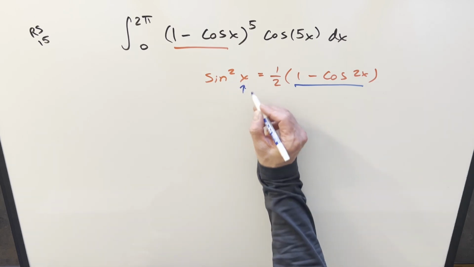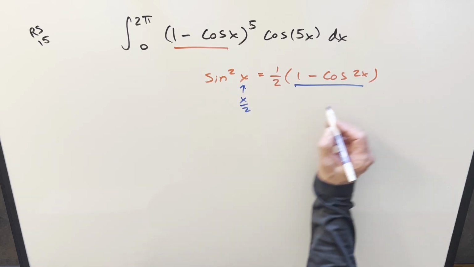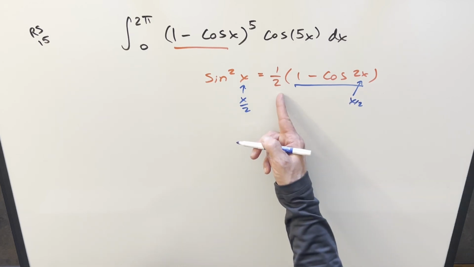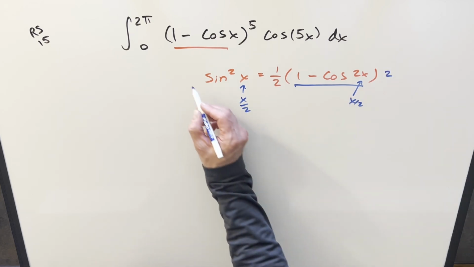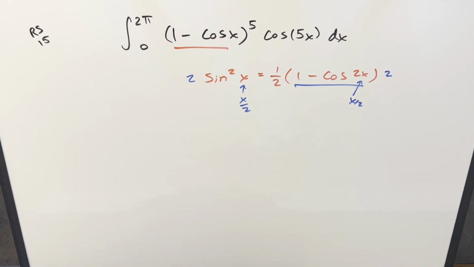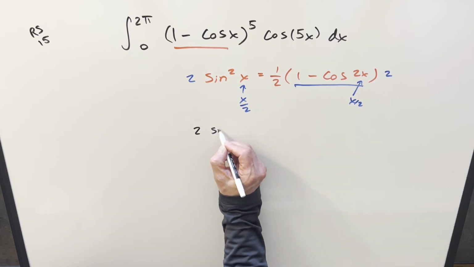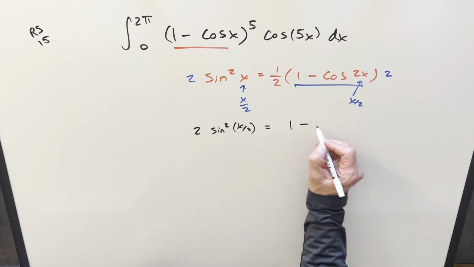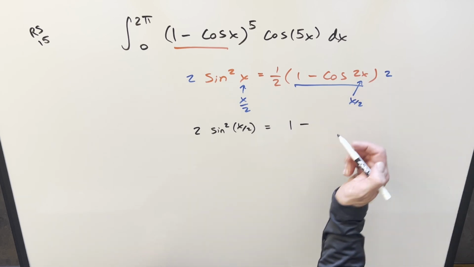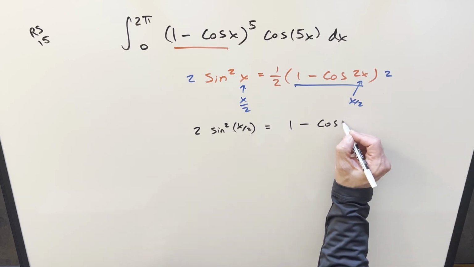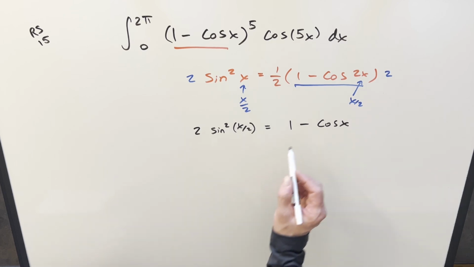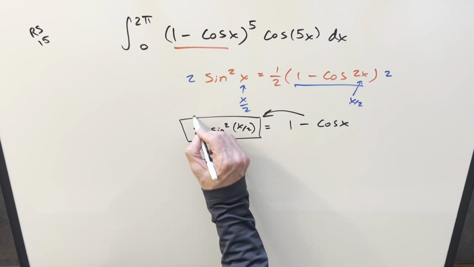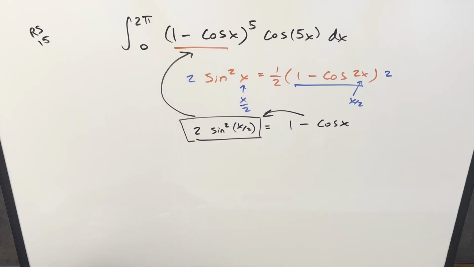So what I can do is input x over 2 and do the same thing here, and at the same time, just to clear this 1/2, I can multiply by 2 on both sides. Then on the left side, we have 2 sine squared x over 2 equal to 1 minus, when you plug in x over 2, the 2's cancel and we just have 1 minus cosine x. So going this way, I can take this piece and plug it back in here and see what we have.